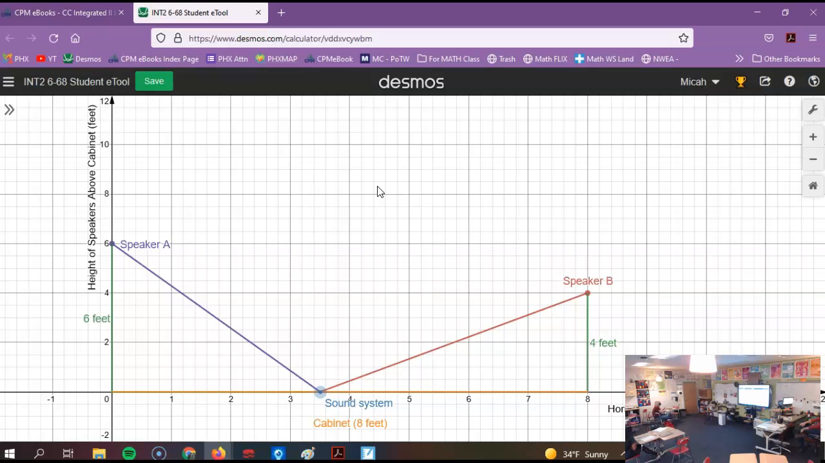Wait, it's 12.9. This side's worse. Oh, this side's worse? Yeah. So you're saying we probably need to be on the right of the 4? What if we did 4.5?